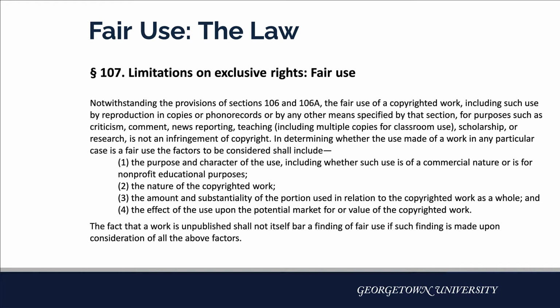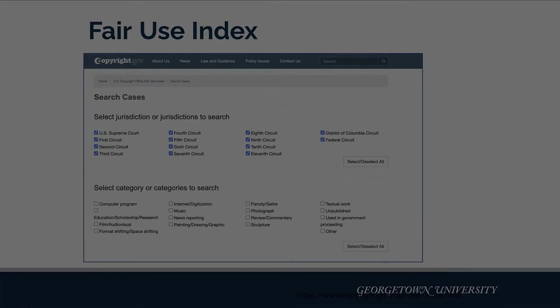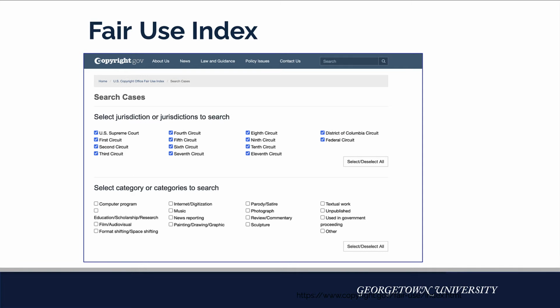Fourth, the effect on the potential market for the work. A use that has little to no impact on the market will be favored over a use that has a significant impact. Unfortunately, the law does not provide specific guidance on which uses are fair and which are not. For a deeper understanding of the types of uses courts have previously determined to be fair or not fair, use the Fair Use Index provided by the Copyright Office.